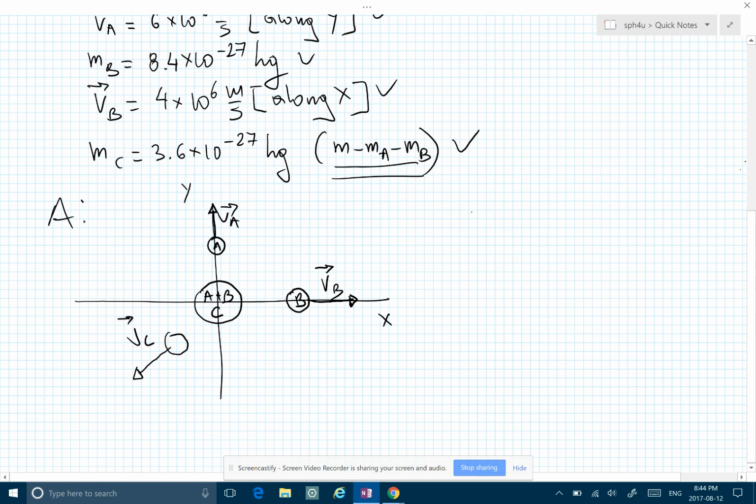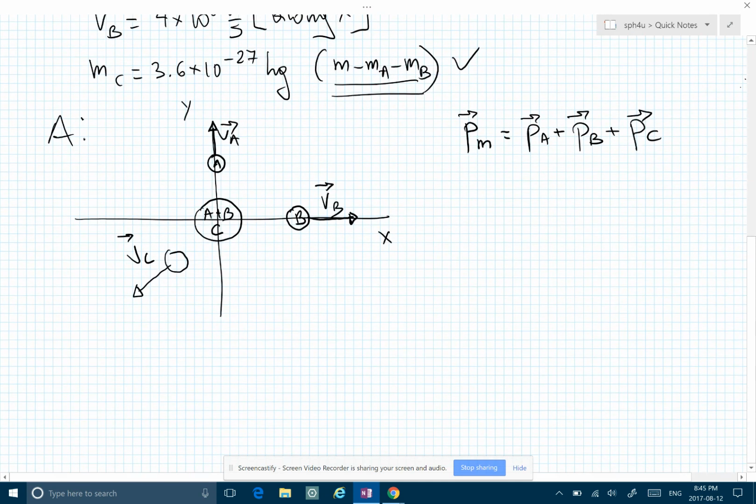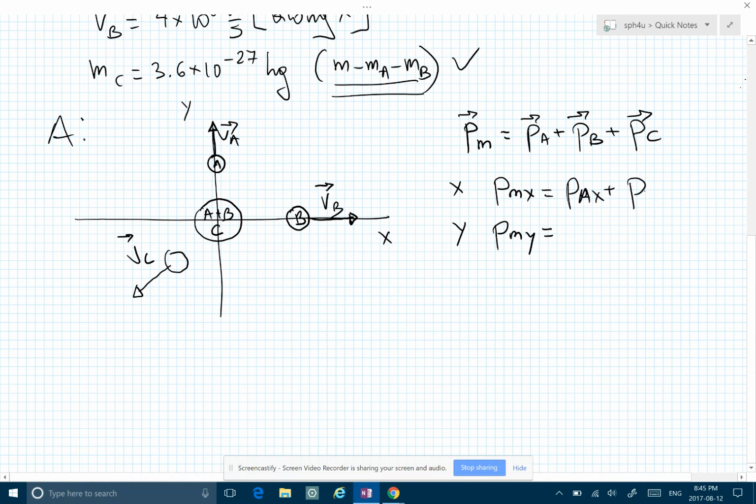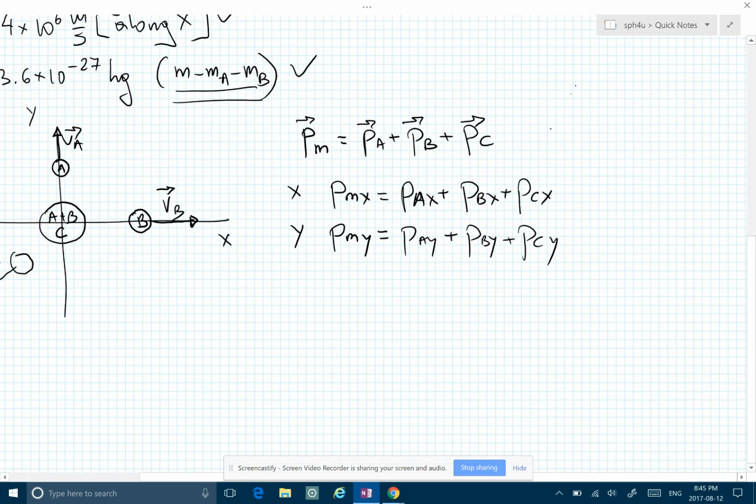What we're going to write here is that the momentum is conserved. So P of all of them together, of M, is equal to PA plus PB plus PC, the sum of the momentum of each and every one of them. Since it's in 2 dimensions, we're going to use the component form: PMX and PMY equal PAX plus PBX plus PCX. So the momentum is conserved in the x direction, but is also conserved in the y direction.